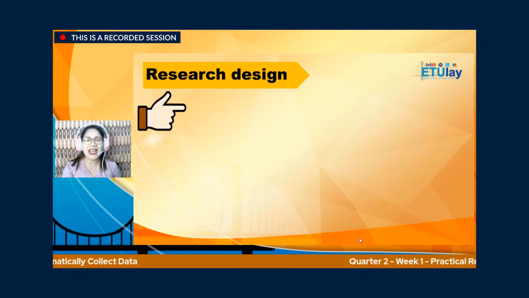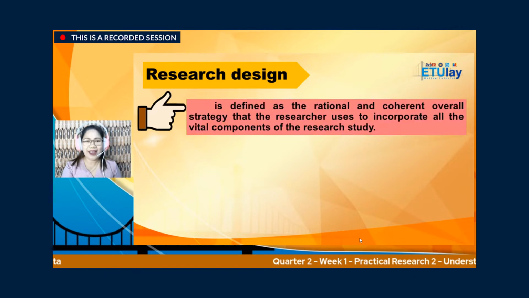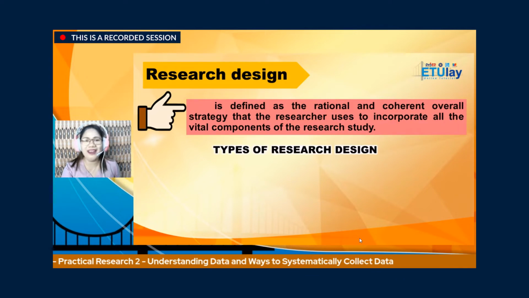Let's find out. When we say research design, it is defined as the rational and coherent overall strategy that the researcher uses to incorporate all the vital components of the research study. So in short, the research design serves as our backbone. Like an individual without a backbone, you will not be able to do locomotion, right? So in research too, without the design, your research will not be possible. And we have different types of research design.